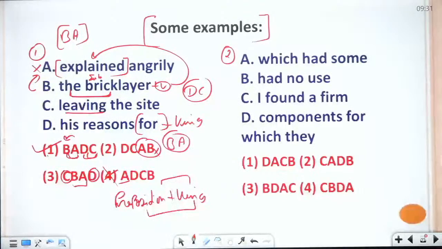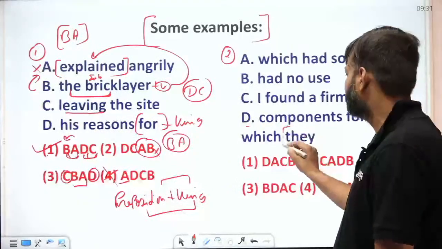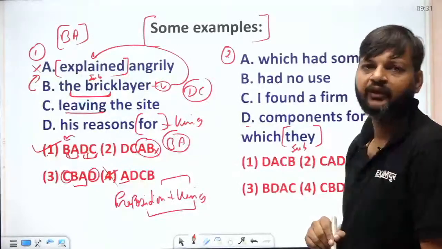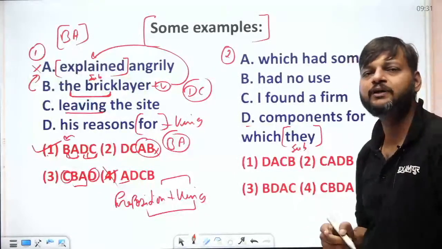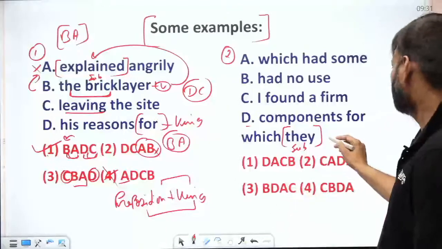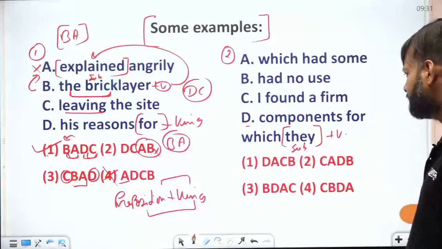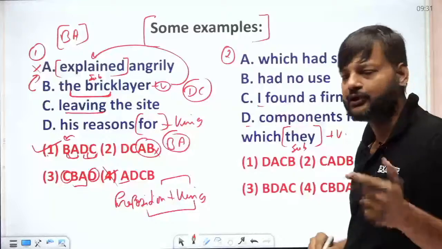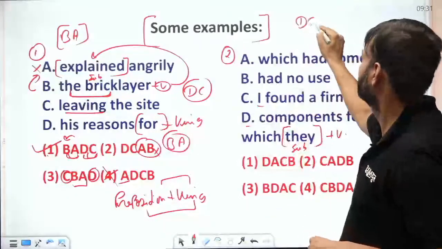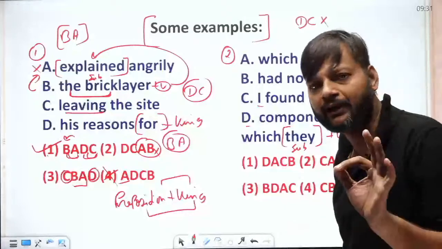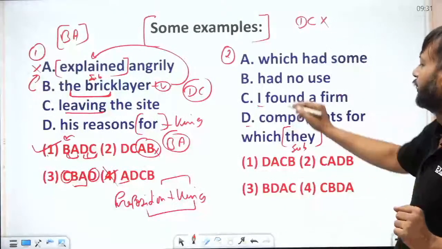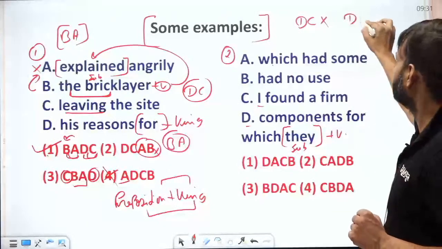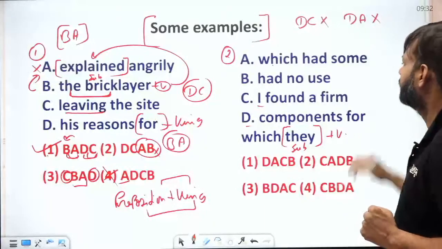Now make pairs. How to make pairs? In the D sentence we have "they," and "they" is a subject. Any sentence which has to be placed after D must have a verb. So which sentence has a verb? C again has a subject. So D and C do not make a pair. And A sentence has "which." So D and A also do not make a pair.